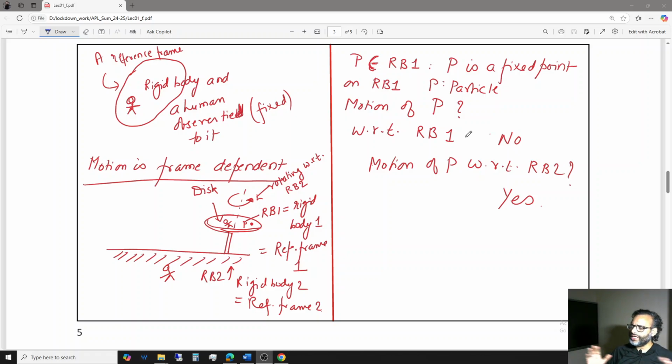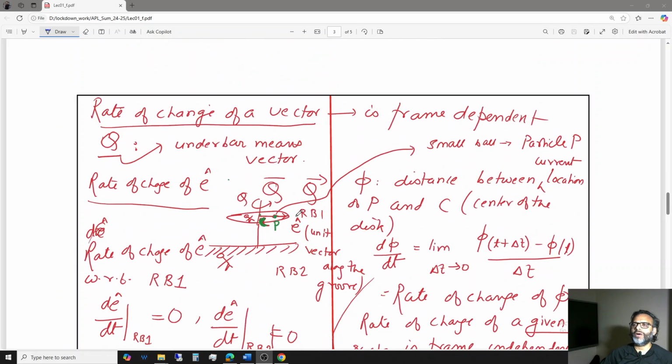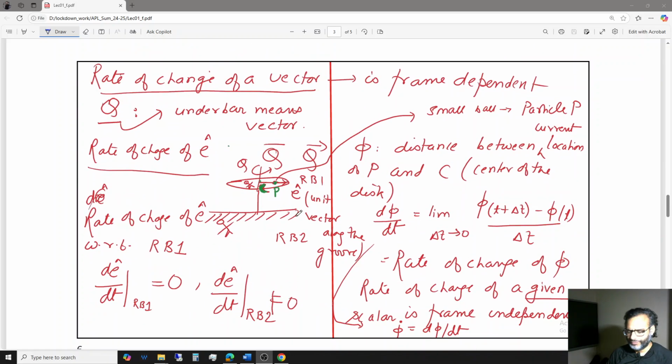So motion is frame dependent, and that again underlines the importance of having defined, conceptualized, absorbed, understood and accepted with an open heart that we need to have a reference frame to describe motion of a particle or a system of particles.